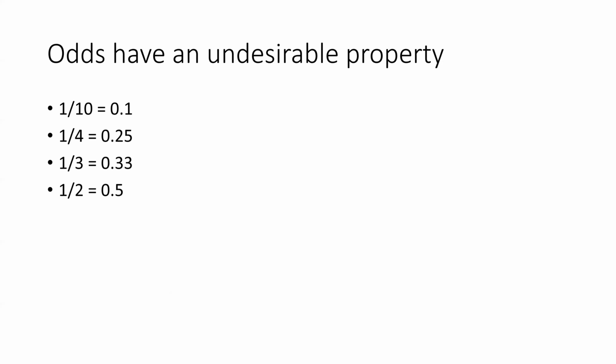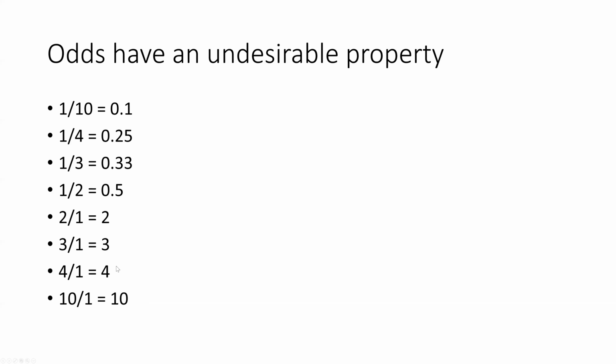So odds, they kind of have this undesirable property. So if you look at 1 over 10, how these odds scale up. Odds between 0 and 1, they shift very little each time. So 0.1, 0.25, 0.33, a very small change. However, as soon as you reach an odds over 1, like 4 over 1, 2 over 1, and so on, these start to balloon.